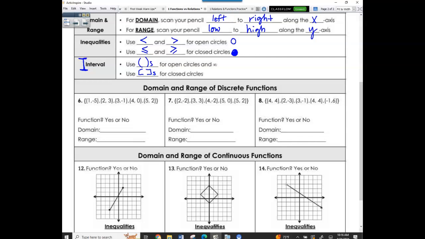Do you notice it's just a set of points? How many points are in this set right here? Everybody look and count in your head, count a number up. How many points are in that set? How many did you get?